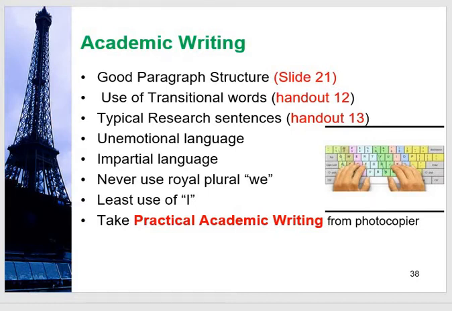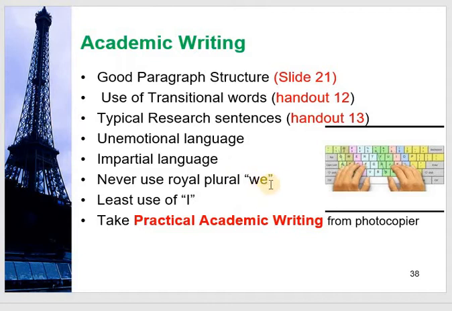You should also learn about academic writing. How to write a good paragraph, see slides 21. Learn the use of transitional words, handout 12. There are typical research sentences, handout 3. Use unemotional language. Don't say, I detest this paper, I like it so much, this is very good, this is so beneficial. Don't write emotional language; write unemotional, neutral, or impartial language.